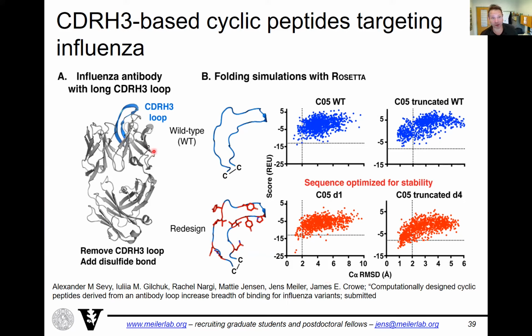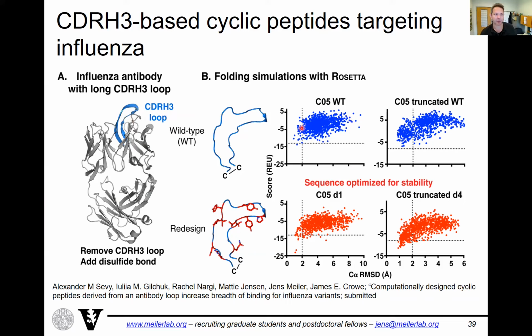You can simulate protein folding. So we can cut out this long loop. This is now an antibody that targets influenza. And you can run a folding simulation. You can take that peptide and ask it to fold. And this is a plot you're going to see this week more frequently. It's a score versus RMSD plot. On the y-axis is the Rosetta energy. And the x-axis is how close this is to the conformation that was observed in the antibody.